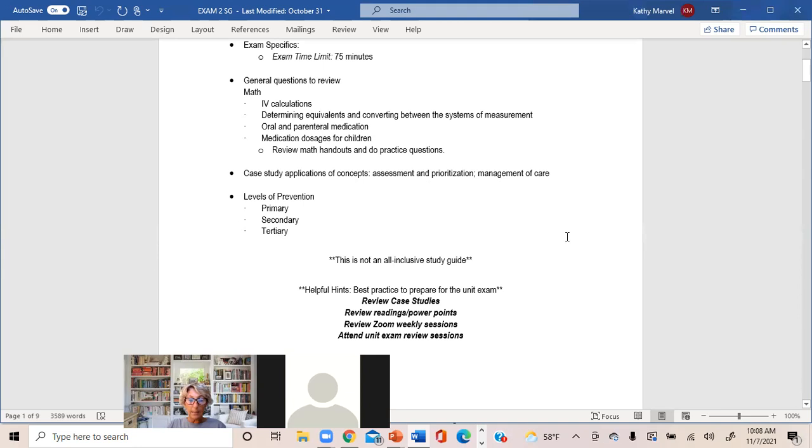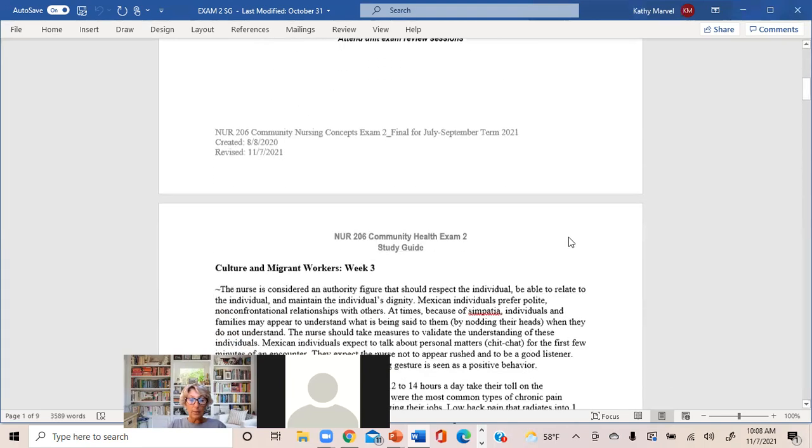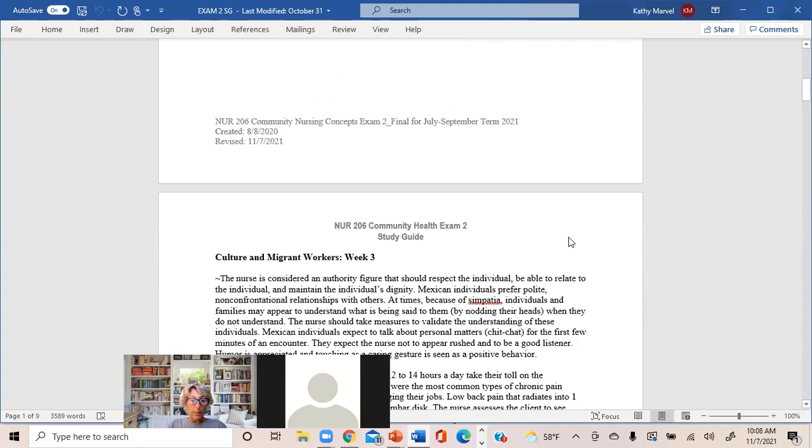So review your case studies, your readings and PowerPoints. Of course, the PowerPoints are an outline of what the chapter in the book covers. If you haven't attended class, review your Zoom weekly sessions, and try and attend the review sessions. If you can, at least listen to the recordings. I've broken out the weeks where the content was covered, so it assists you in going back if you need more understanding or more information.